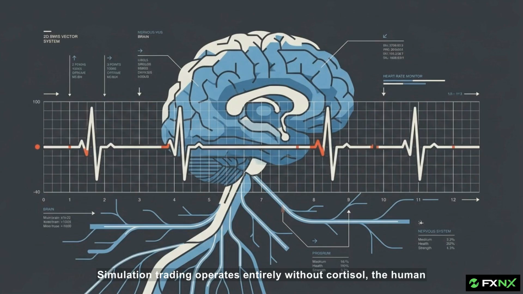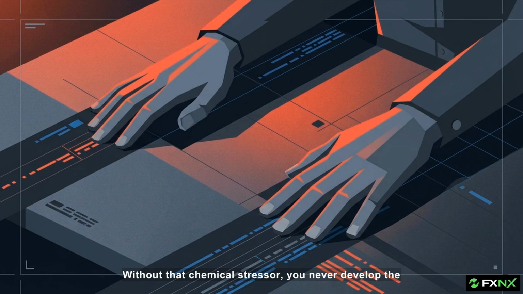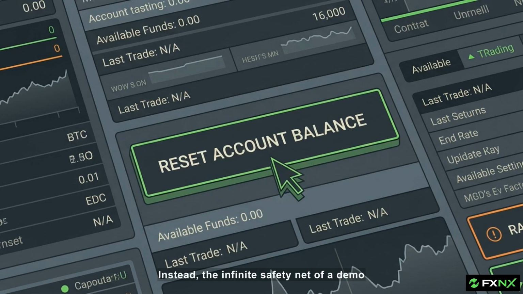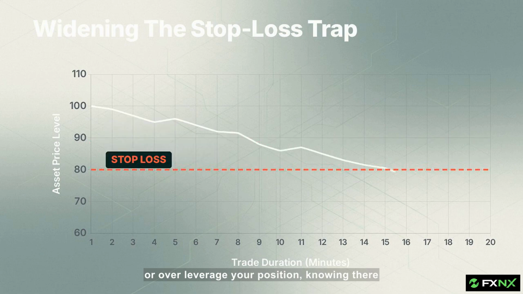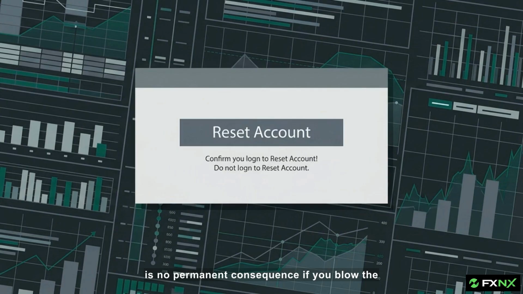Simulation trading operates entirely without cortisol, the human stress hormone. Without that chemical stressor, you never develop the mental callus required to sit calmly through a deep drawdown. Instead, the infinite safety net of a demo account builds toxic muscle memory. You learn to arbitrarily widen your stop losses or over-leverage your position, knowing there is no permanent consequence if you blow the account. You can always hit reset.